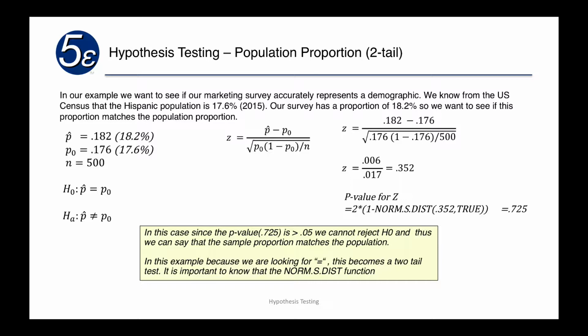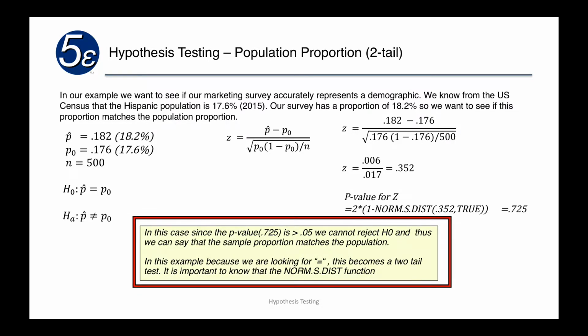The reason we multiply it by 2 is because the area on the right tail will be equal to the area on the left tail. So we multiply it by 2 to figure out what the probability is, or the area under the curve, of being on the right side and the left side tail of an equal distance. So since we've calculated that it's 0.725 and it's greater than 0.05, we cannot reject the null hypothesis, and therefore we can say that the sample proportion matches the population.